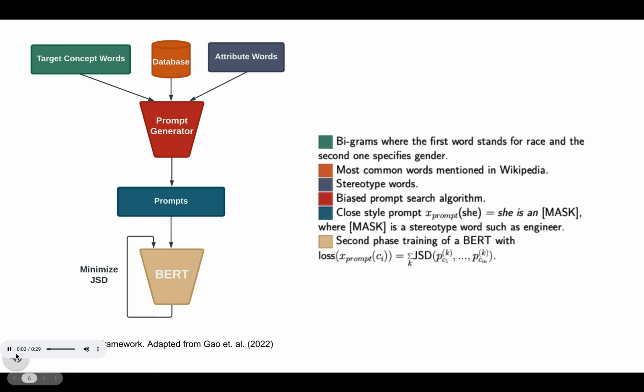The Auto-Debias model follows an adversarial approach. In case of gender, target words are male and female-related words, and attribute words are stereotype words. At the first step, the goal is to find a prompt that maximizes the divergence of the probability that the mask is predicted as a stereotype word by the model. After prompts are generated with this structure, we penalize the language model with the Jensen-Shannon divergence of these probabilities.